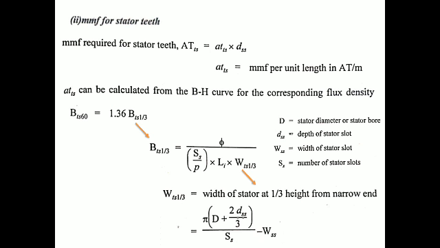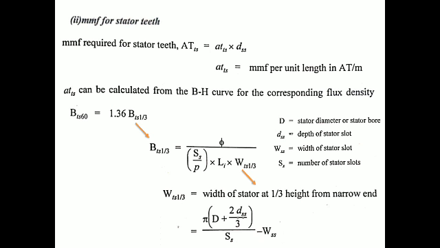To calculate Wts 1 by 3, one more formula is there, which is pi multiplied by (D plus 2 Dss divided by 3), divided by Ss, minus Wss. Here Dss is nothing but the depth of the stator slots, Ss is nothing but the number of stator slots, and Wss is nothing but the width of the stator slot. That's all for the content. So this is the equation for finding the value of MMF of the stator teeth.